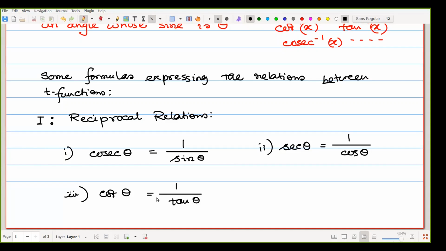Okay. In words, I am saying only for the first one. In words, you can say that cot theta is the reciprocal of tan theta. That is the same as cosec theta is the reciprocal of sine theta, sec theta is the reciprocal of cos theta. Next one is called the quotient relations.